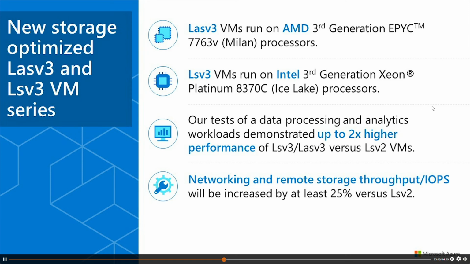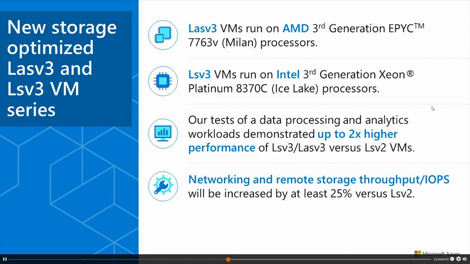LASV3 series will run on the latest AMD third-generation EPYC processors, also known as Milan, and LSV3 series will run on the latest Intel Ice Lake processors, which are the third-generation Xeon. Both processors can work at up to 3.5 gigahertz frequency.